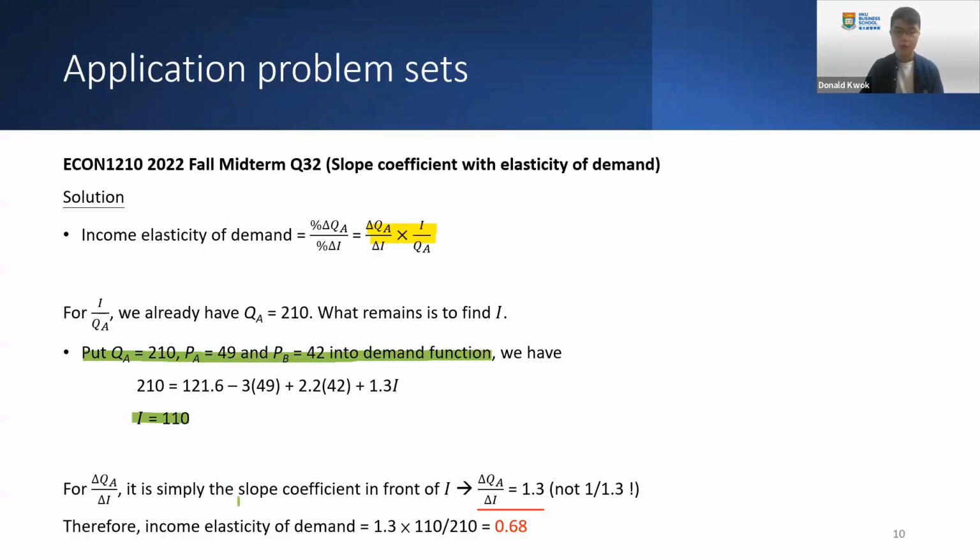So we have all the information for the income elasticity of demand. I is 110 and QA is 210. So you can just plug everything back into this formula, then you are able to calculate the income elasticity of demand, 0.68.